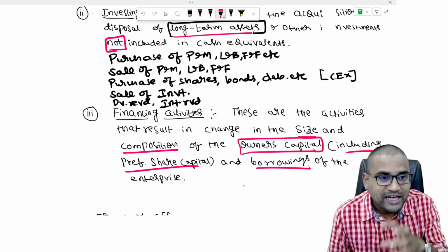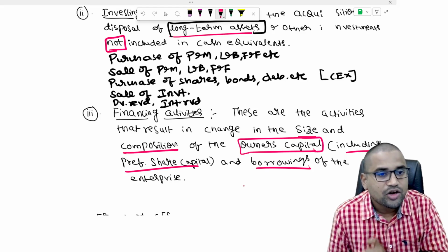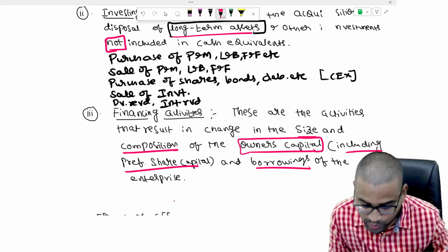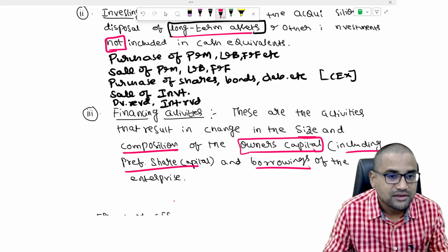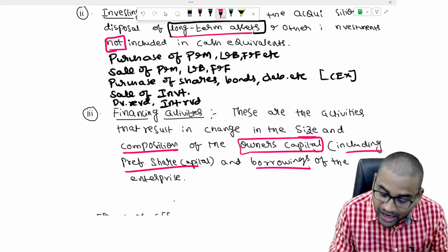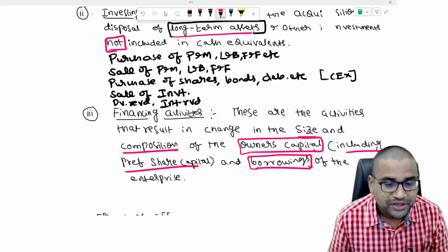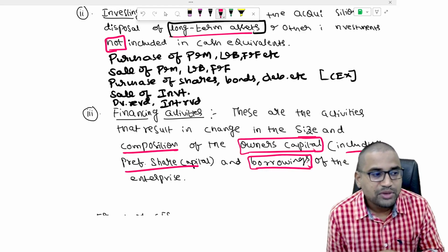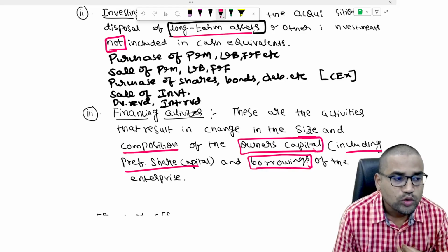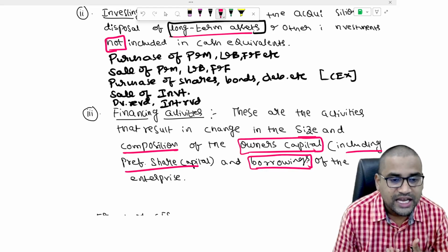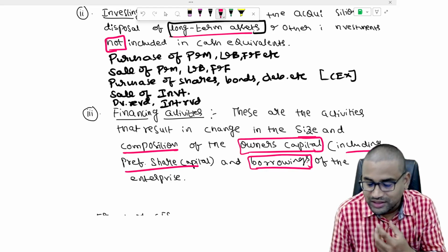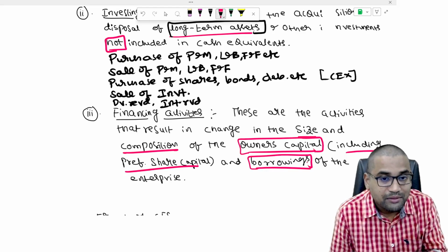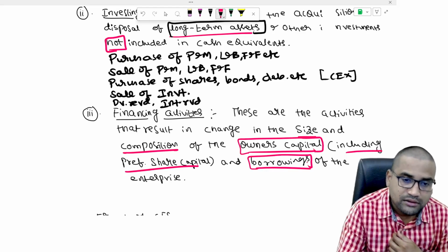So, any activity that changes the size and composition of owner's capital, including preference share capital. Change in the size means amount, and composition means mix. Owner's capital, including preference share capital, and borrowings of the enterprise. This is important. Borrowings of the enterprise come under which activity? Financing activity. For example, a company took a bank loan. Bank loan taken, financing activity. Bank loan given, loan given, investing activity. Taken, financing activity. Borrowings. That loan repaid, financing.